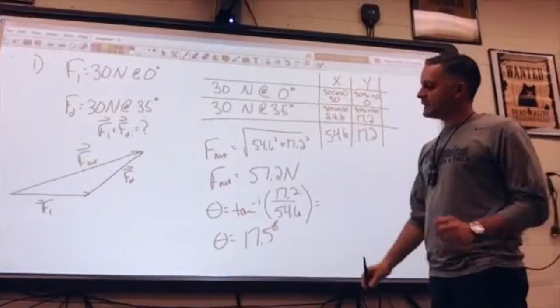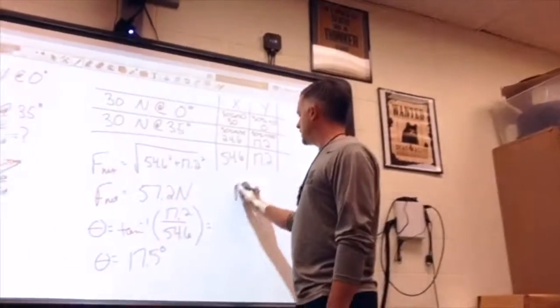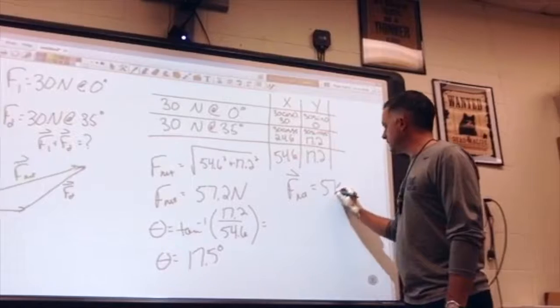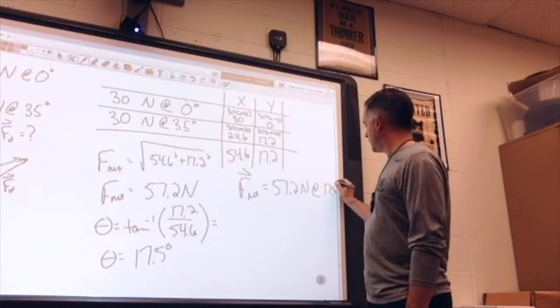Okay. So the last thing we're going to do is just sum it all up. We say that F net, the vector, is 57.2 newtons at 17.5 degrees.